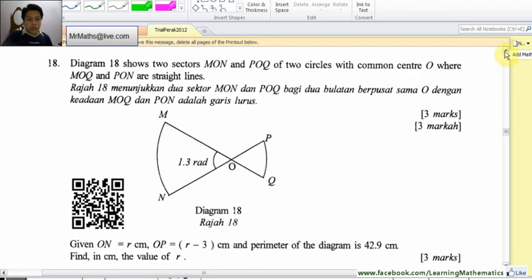Diagram 18 shows two sectors MON, POQ of two circles with common center O, where MOQ and PON are straight lines. Alright. So given ON is r cm. So this is r cm. OP is r minus 3 cm. And perimeter is 42.9. That is the perimeter of the whole diagram. So find the value of r.